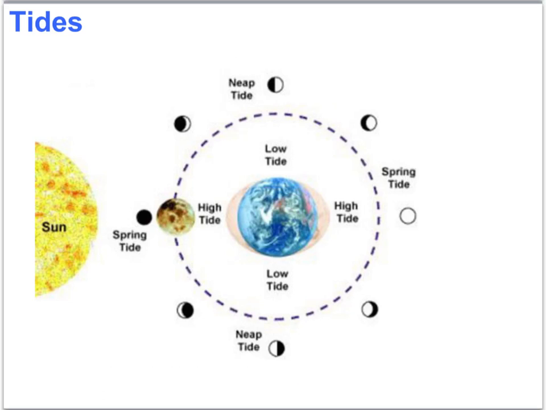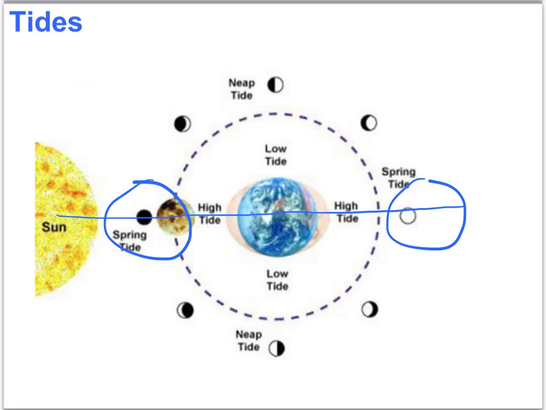Here's an image on tides that I really like. So you could see spring tide is when it's really, really extra high tide. So they have to be in a straight line. That's the spring tides, or in a new moon or a full moon.